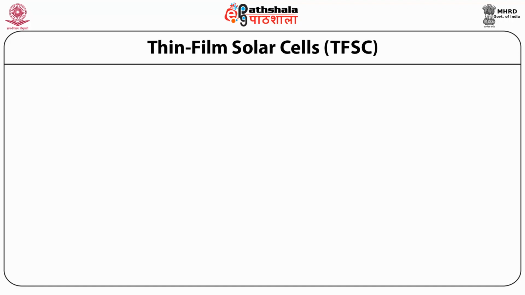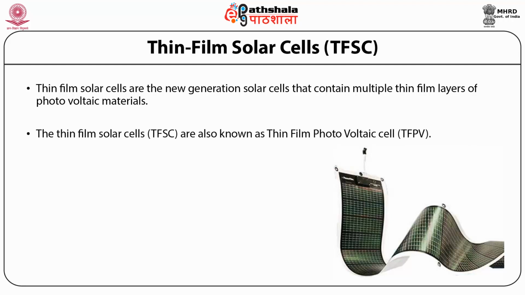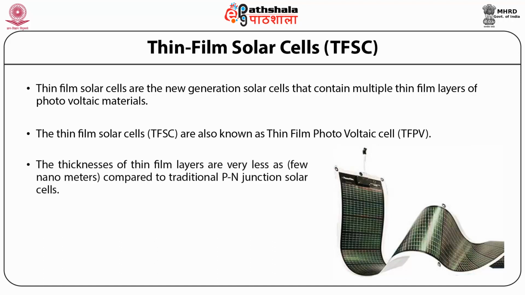The next category of solar cells is the thin film solar cells, which are also called TFSC. Thin film solar cells are the new generation solar cells that contain multiple thin film layers of photovoltaic materials. The thin film solar cells are also known as thin film photovoltaic cells. The thicknesses of thin film layers are very small, a few nanometers, compared to traditional PN junction based solar cells.